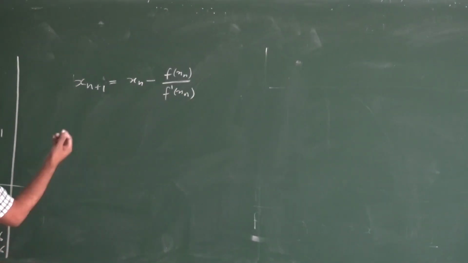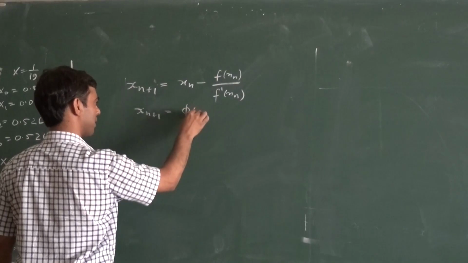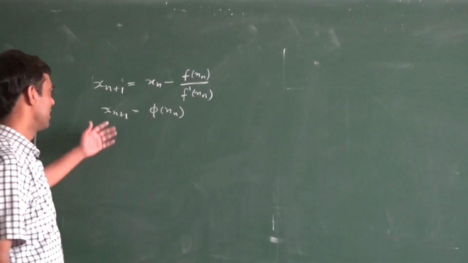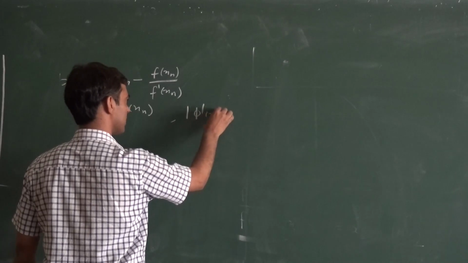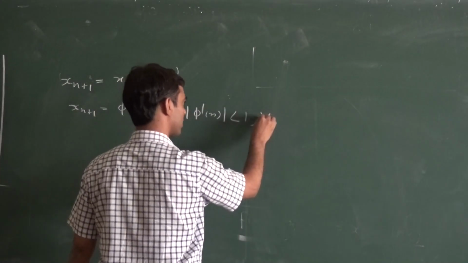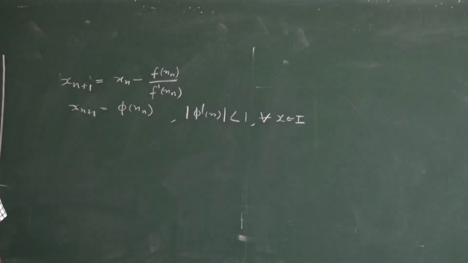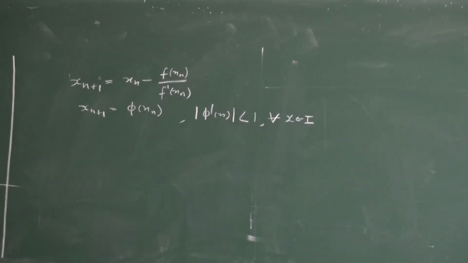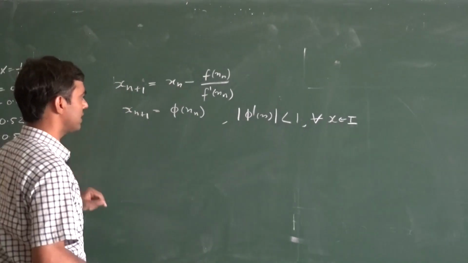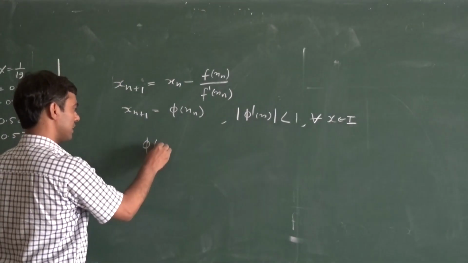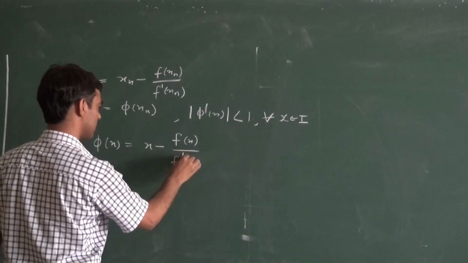Now, as we know, in the case of xn plus 1 equals phi of xn, if this is a general iterative scheme, then it converges if mod of phi dash x is less than 1 for all x belonging to I, an interval in which our exact real root lies. So if we compare this iterative scheme with that iterative scheme, what is the value of phi x? Phi x equals x minus f of x divided by f dash x.